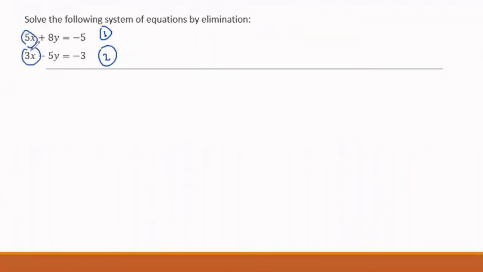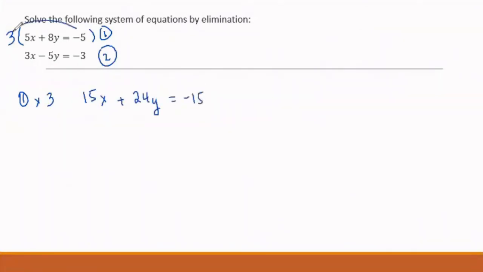If I take equation 1 and I multiply through by 3, I would turn the coefficient for x into 15. I do the same thing if I take equation 2 and multiply through by 5. It doesn't matter that I'm not doing the same thing to equation 1 and to equation 2. It only matters that I do the same thing to the left side and the right side of a single equation. So take equation 1 and multiply through by 3. So equation 1 multiplied by 3. That gives me 15x plus 24y is equal to negative 15.